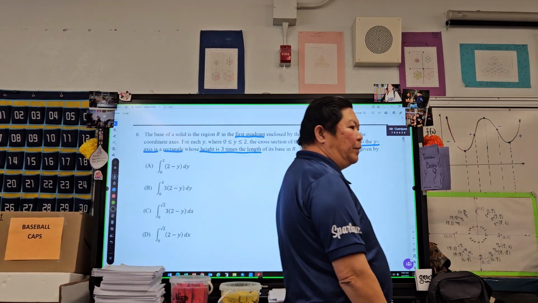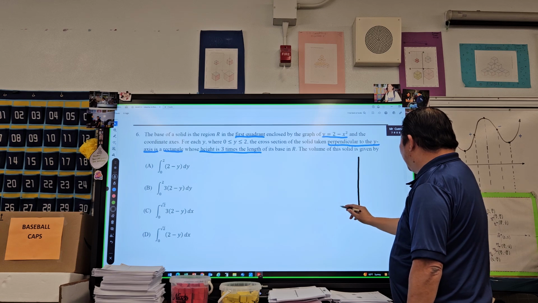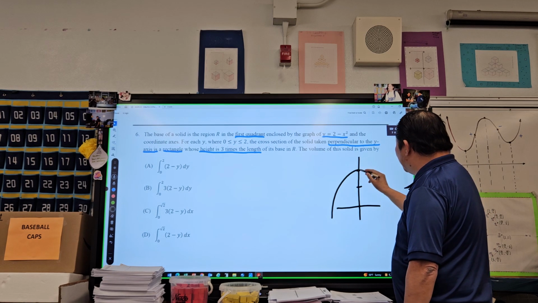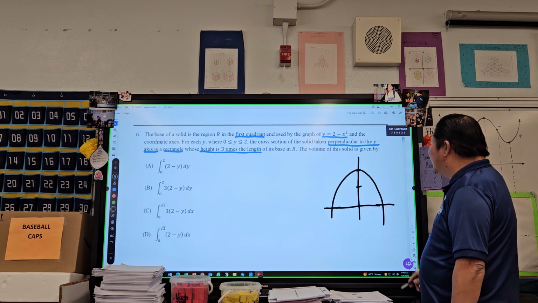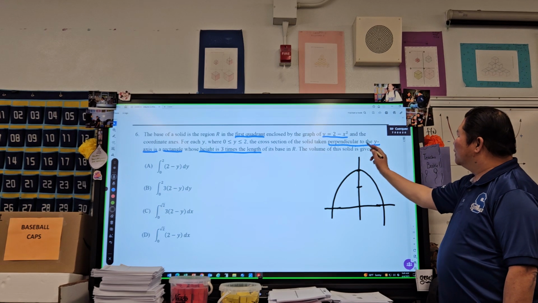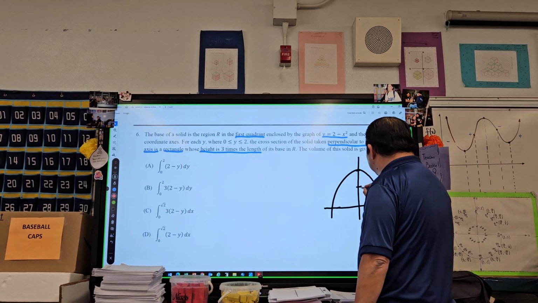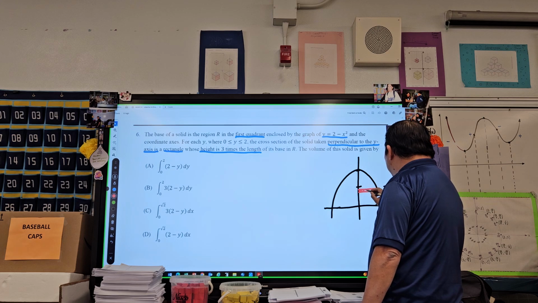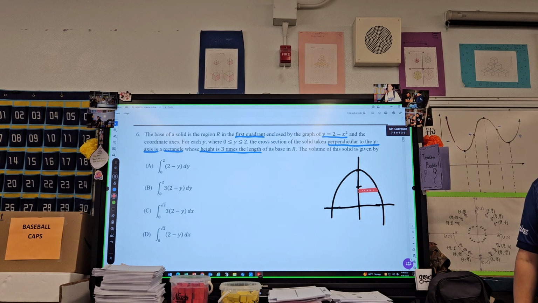So first, we're going to draw a 1 and a 2. This is the parabola. That's good. Okay. Here, guys. And then what does it say? Perpendicular to the y-axis. Therefore, I'm going to have right here, this is perpendicular to the y, right? And it's a rectangle.